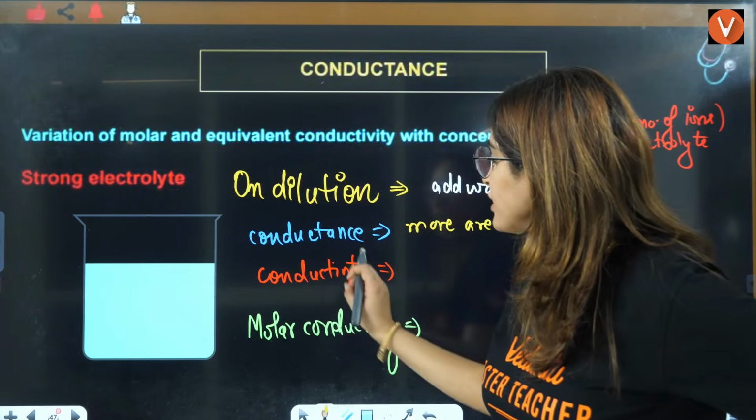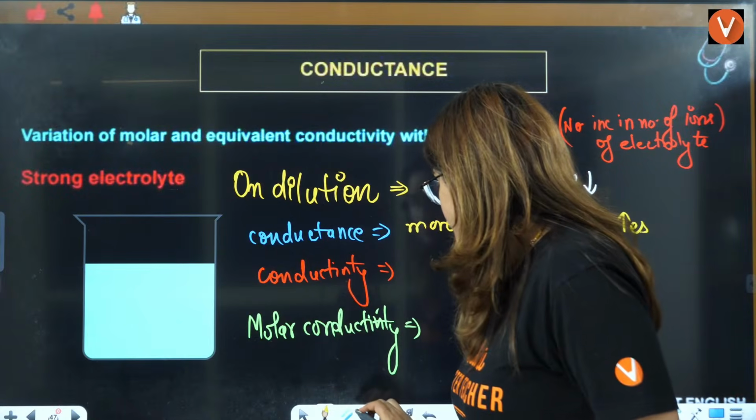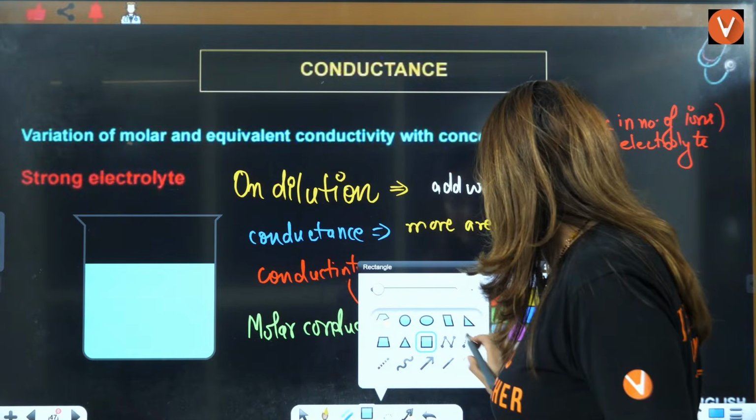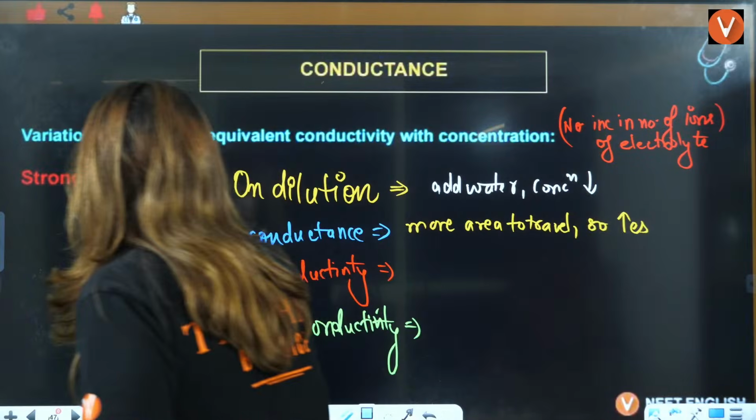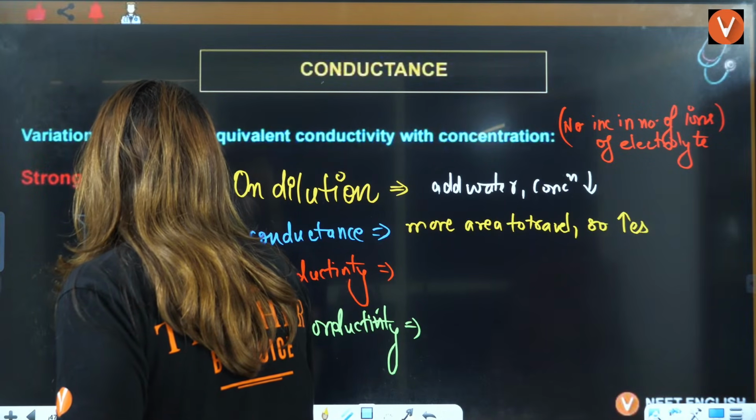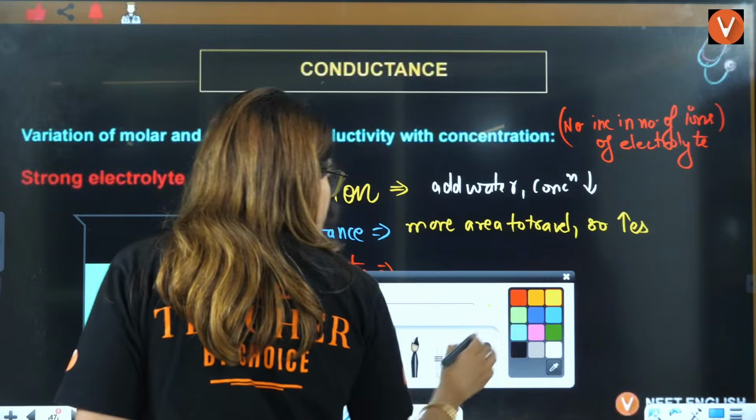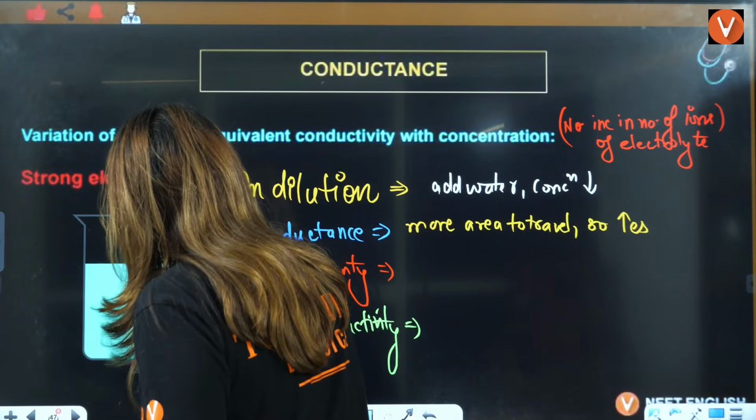Now let's talk about conductivity. In conductivity, it doesn't matter whether you have a big house or a small house. It doesn't matter.